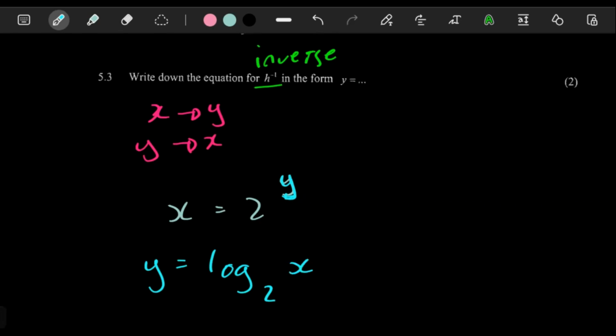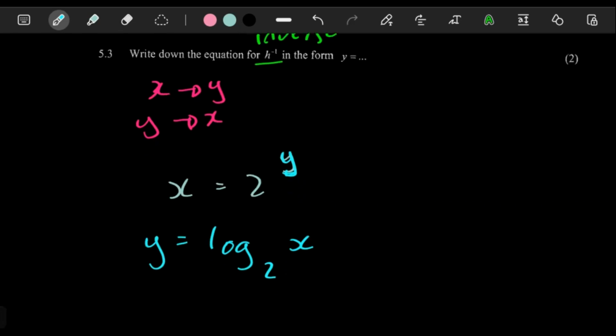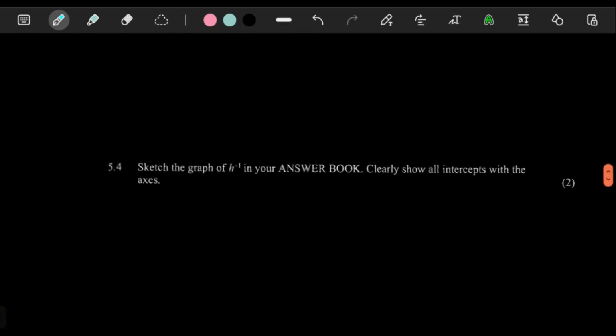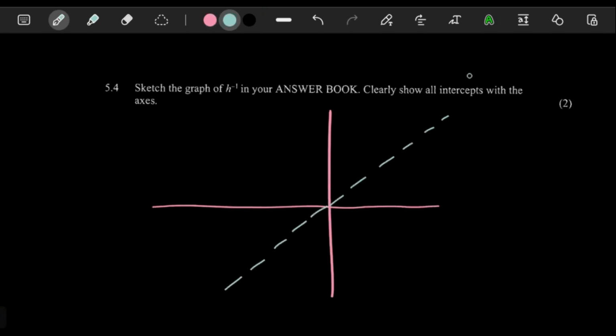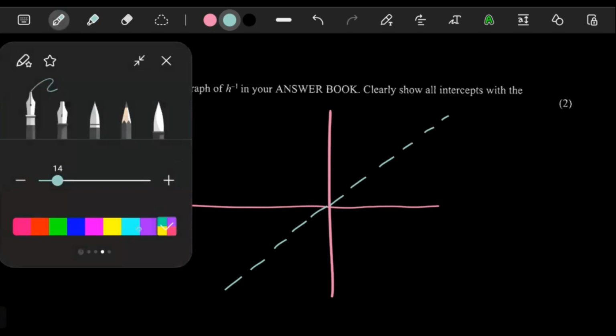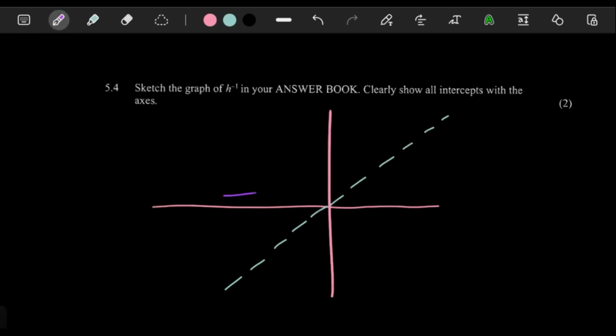So with that being said, let's see. 5.4 says the following: sketch the graph of the inverse on your answer book. Clearly show intercept with the axis. Well, sketching the inverse is quite straightforward and simple. That's why it's just a 2-mark question, because as long as you have your line of inverse, you are good to go. Because firstly, if you draw the original one, it'll make your life easier.